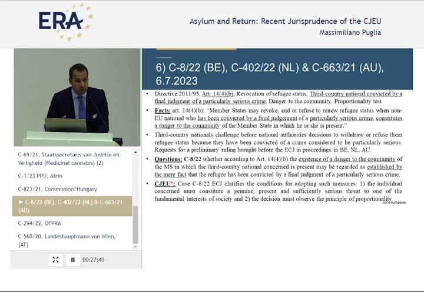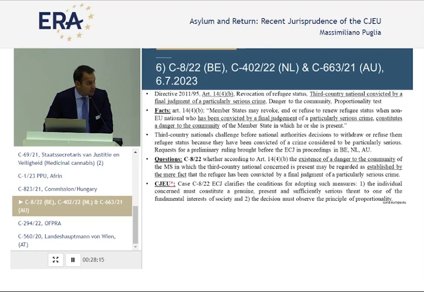There are two conditions to fulfill. First, that the third country national concerned has been convicted by a final judgment of a particularly serious crime, but there is also another condition. The second condition required is that it has been established, so it has to be proved, that the third country national constitutes a danger to the community of the member state in which he or she is present. So this condition is not just a consequence of the first one, but must be established at the national level.